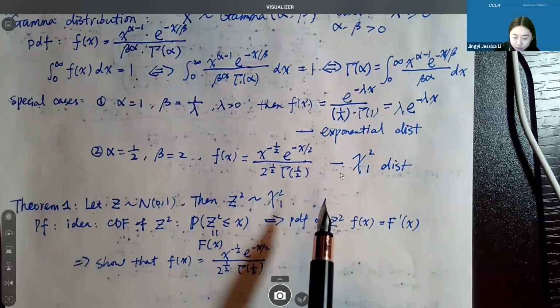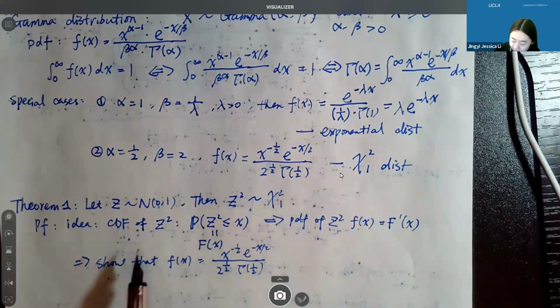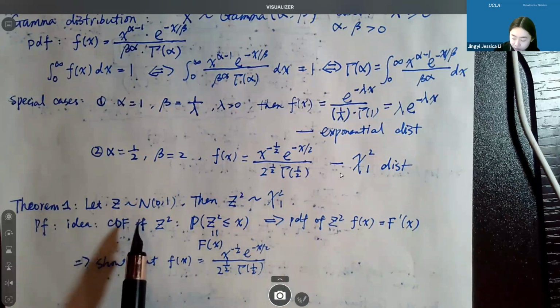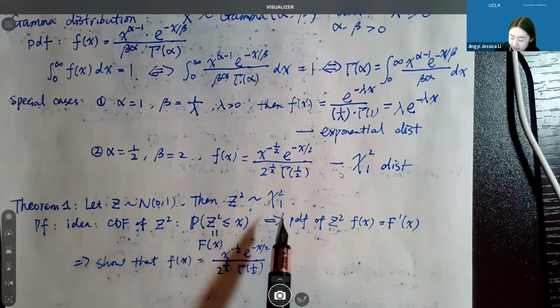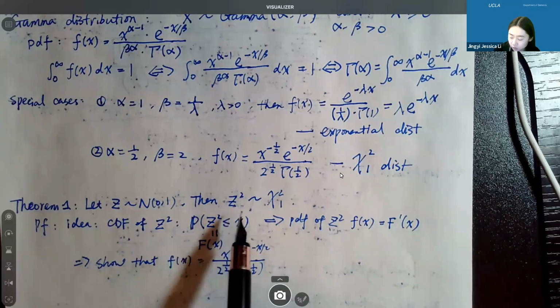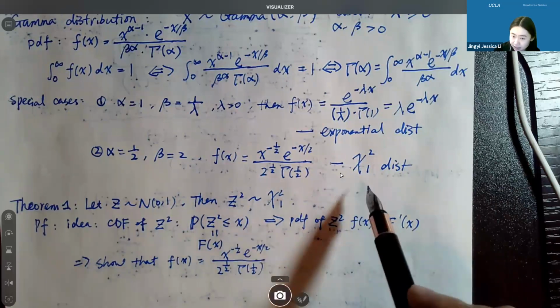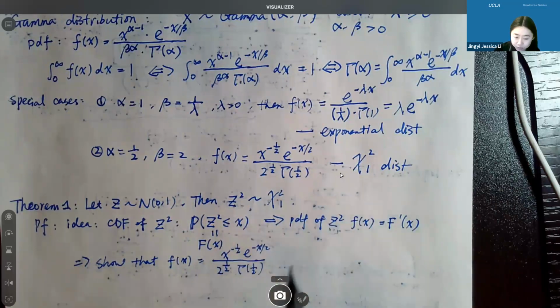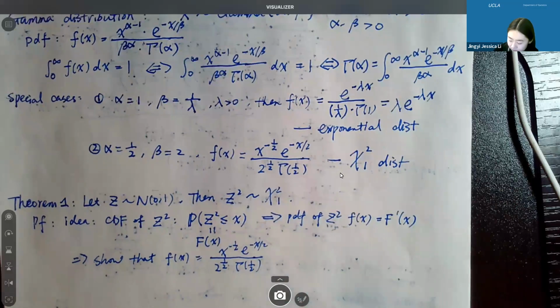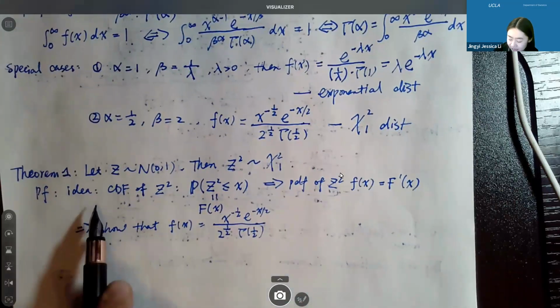And what we want to show is that if we have a standard normal random variable and we square it, then the squared Z would follow what we defined as the chi-square 1 distribution. How can we prove that? Okay, so last time we gave the idea.